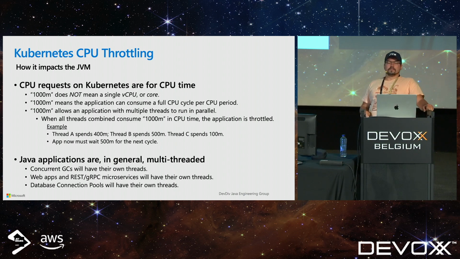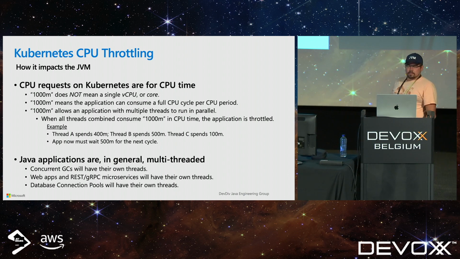Even on the JVM, even when the JVM sees one processor, as we saw before, active processor count equals 1, that flag still doesn't matter. You can still start two threads and run them at the same time. When all threads combined consume 1,000 millicore in CPU time, the application is throttled, which means whatever is left in the CPU period, the application will not execute and waits until the next cycle.